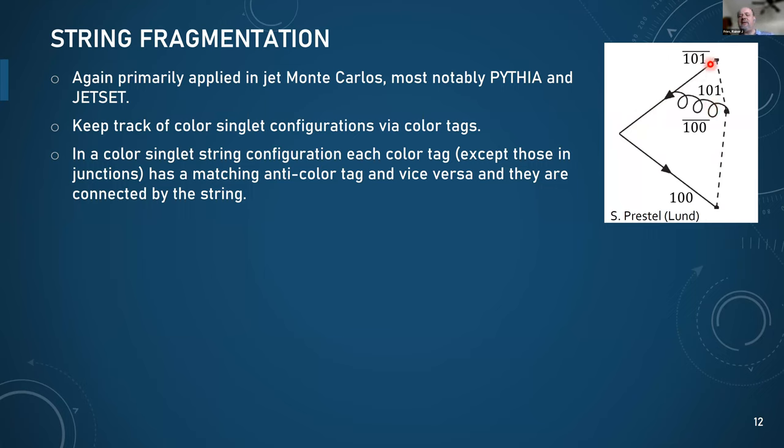I'll explain again later, or mention again later. As long as all these color tags come in pairs, so each color tag has a matching anti-color tag, it's a color singlet configuration, right? And you see that the string here neatly fits in, and it adds energy momentum to the string. Sometimes it's referred to as a kink, okay?